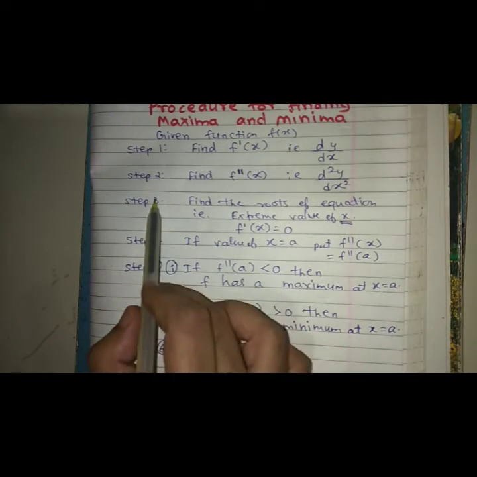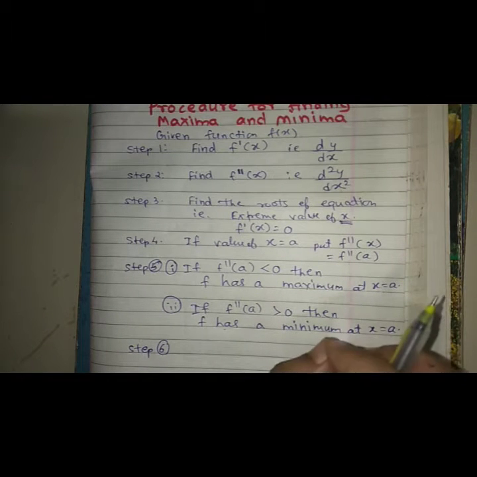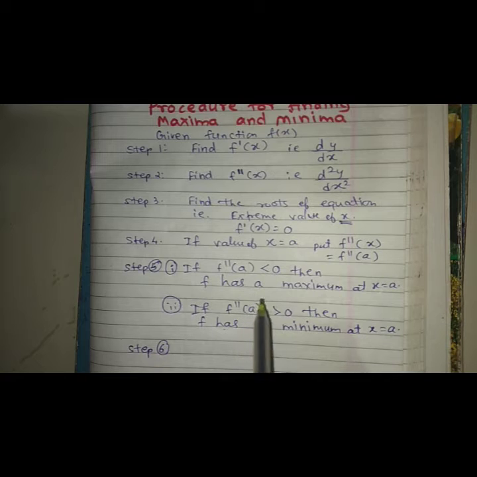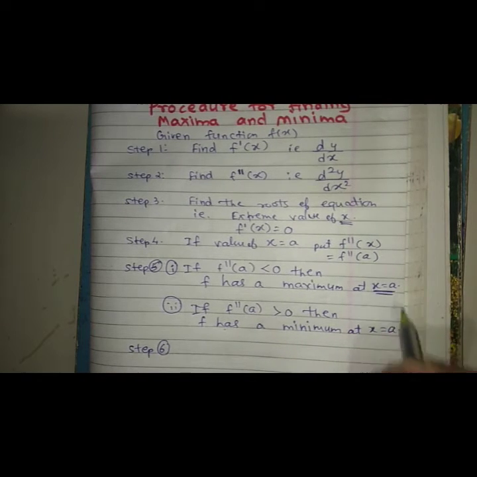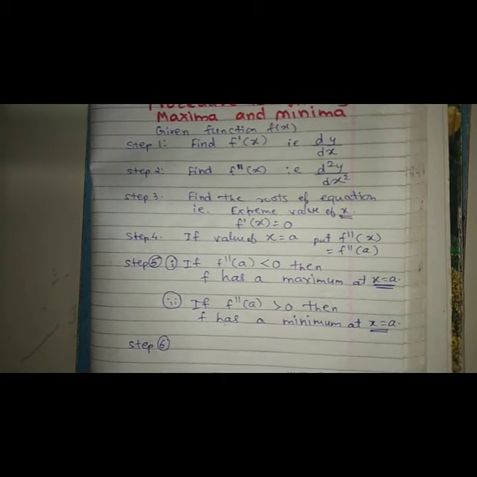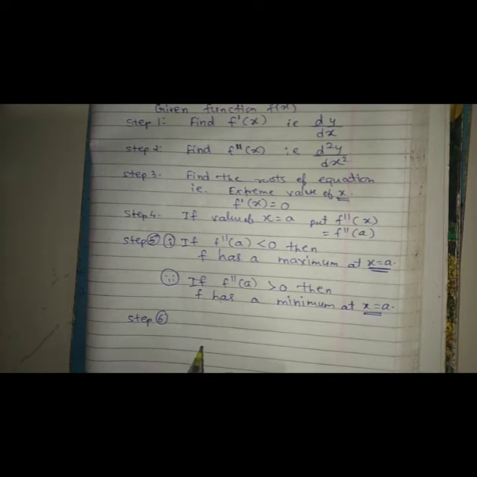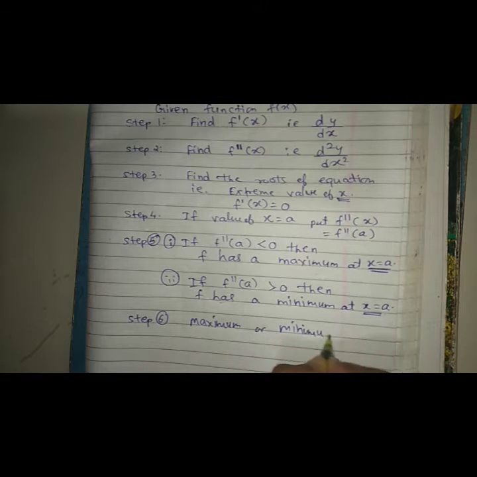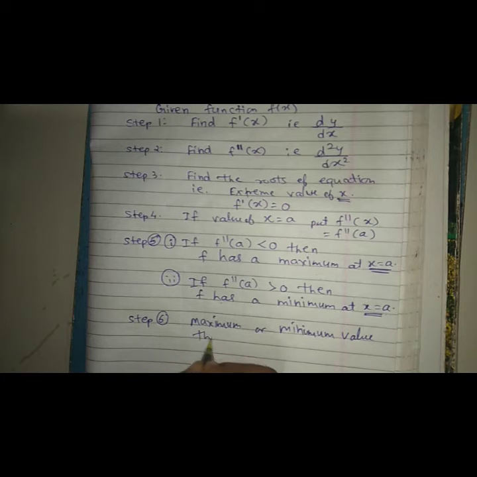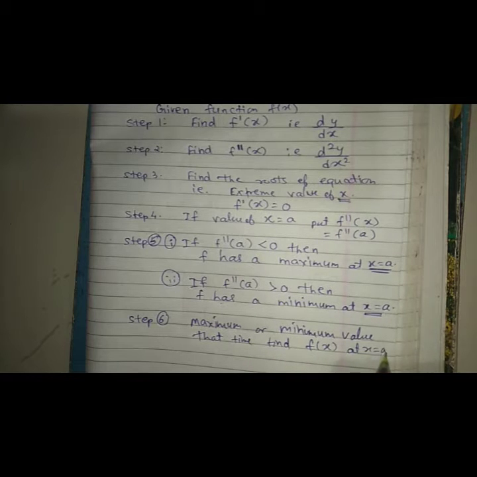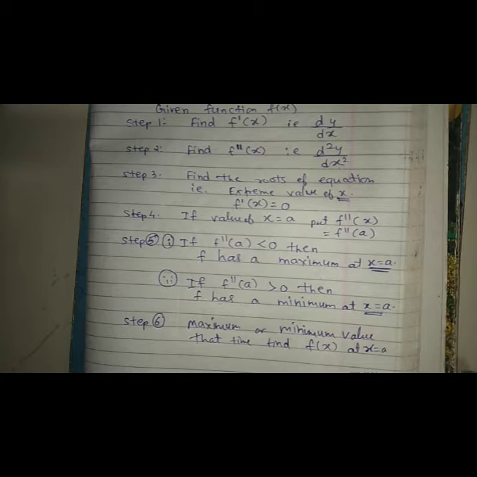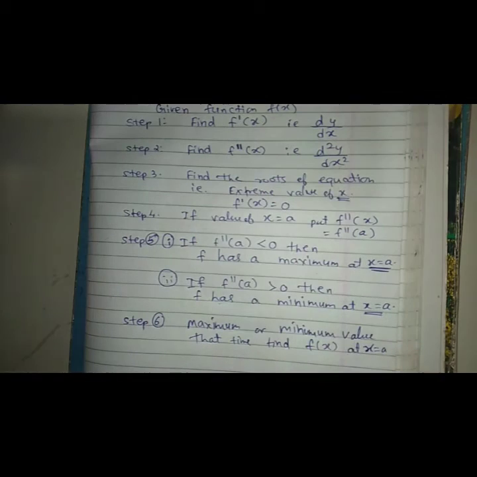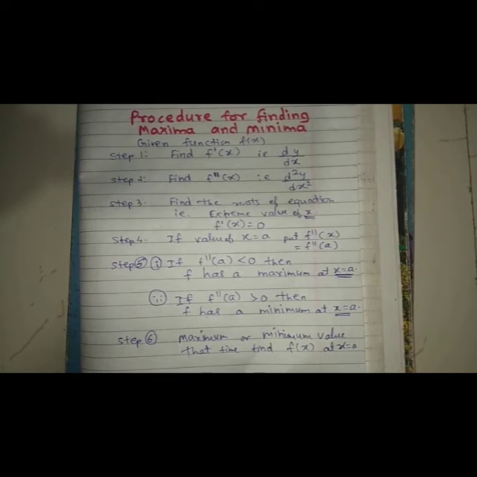In this, steps 1, 2, 3, 4 are the same method to find out whether it is a maximum or minimum. To find the maximum value at that point, the sixth step is necessary. And the last one, if you have to find out the maximum or minimum value, that time find f of x at x is equal to a. That means in the original given function, we substitute again the value of x is equal to a. So this is a very easy procedure to find out the maximum and minimum.